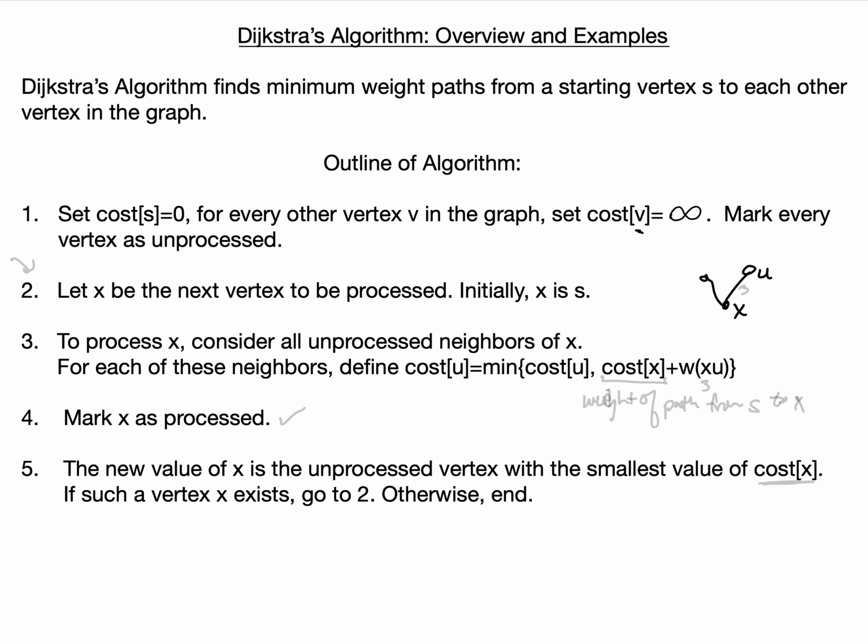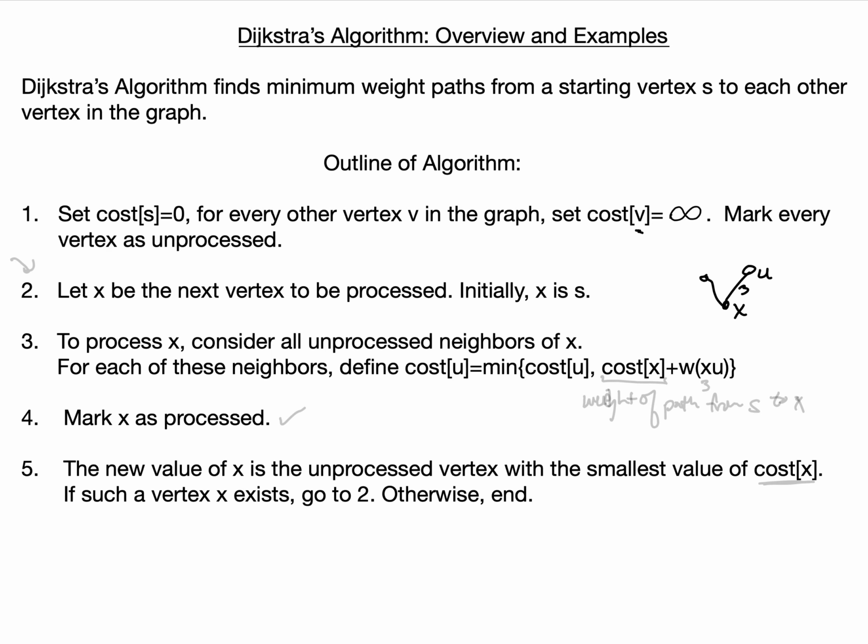So we consider all of its neighbors that have not already been processed. And for each of these neighbors, we define the cost of that neighbor U to be the minimum of two things. The previous cost of U, whatever it previously was, or the cost of X, the total weight of the path so far up to X, plus the weight of the edge XU, whatever that is. So maybe that's 3 or whatever.